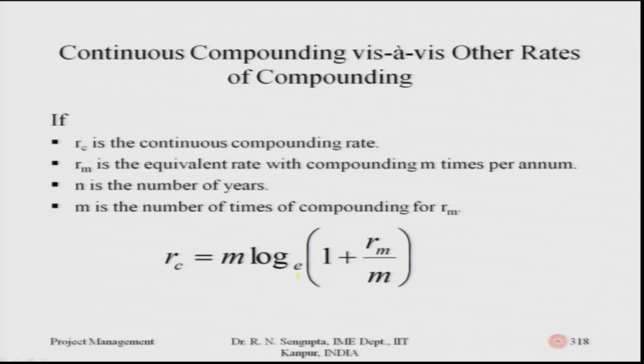In case RC is the continuous compounding interest rate, RM is the equivalent rate with compounding m number of times in a year, n is the number of years, and m is the number of compounding happening for RM.